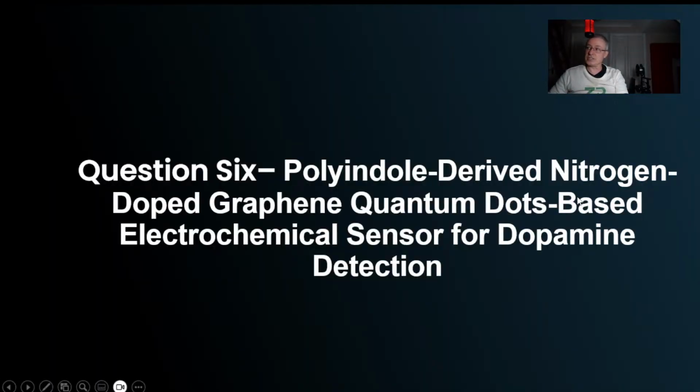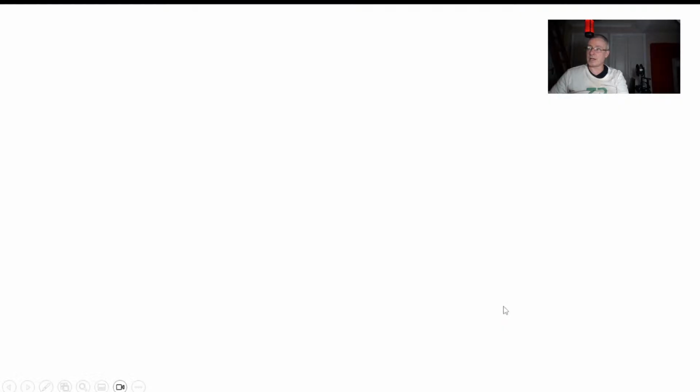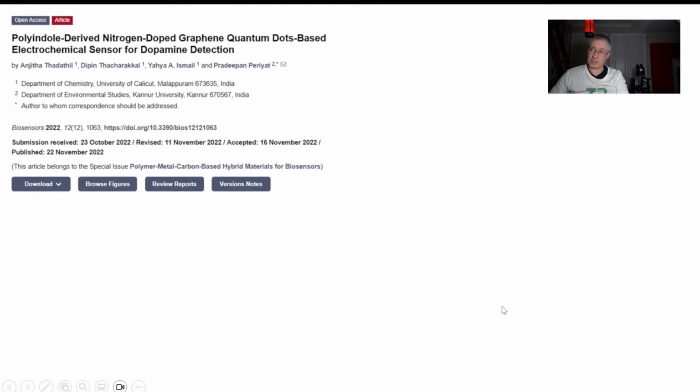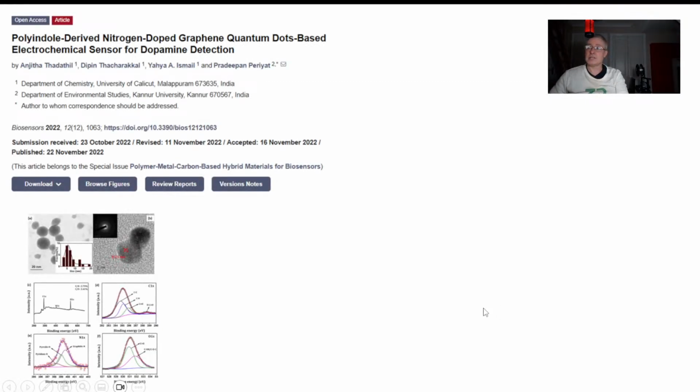Now I'm going to slightly change gears and talk about dopamine. Dopamine is an electrochemically active molecule. Again, somebody showed me this paper and said, how would I translate this paper into a product? This paper has a format that we really can translate into a product. In this paper, they discuss how they make these quantum materials.